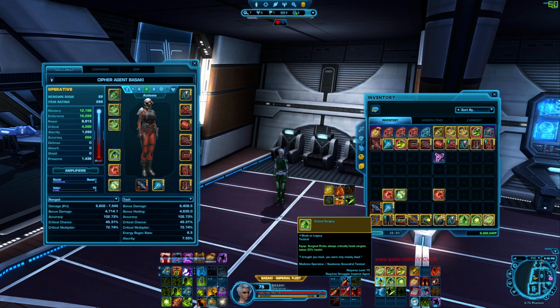Surgical Probe always, or Critical Surgery, this one here, I do have it here, although I've never really used it, but it's there as a just in case. Surgical Probe always critically heals a target below 50%. Now, as an operative healer, if you've got somebody below 50%, you're in trouble, because they're taking big damage and you're not able to sustain them well.